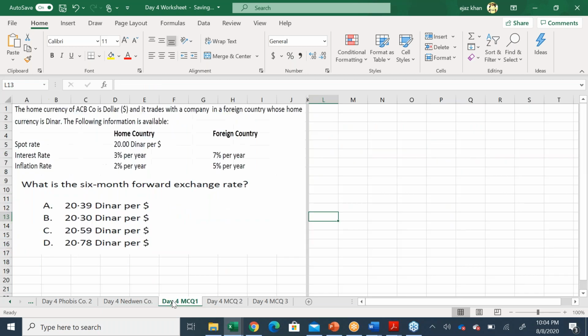Okay, let's move forward. The home currency of ABC company is dollars, and it trades with a foreign country whose home currency is dinar. The following information is available. What is the 6-month forward exchange rate? We have to predict the forward exchange rate again. So I'm just giving you 2 minutes to solve this question, and then I'll get back and solve it for you. Just try this question yourself.